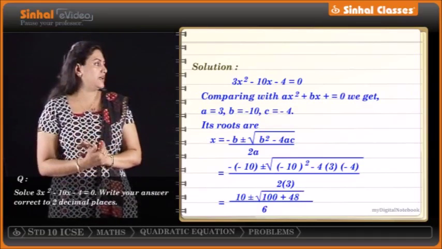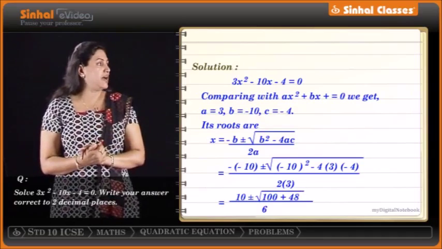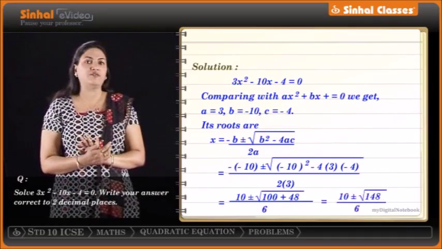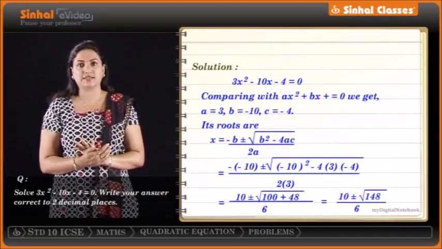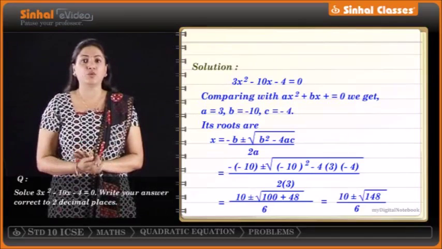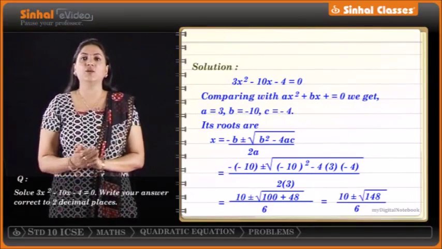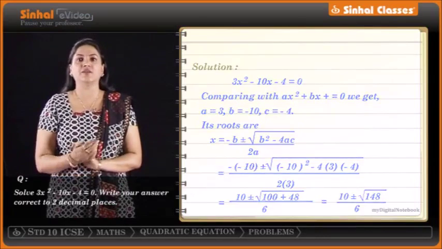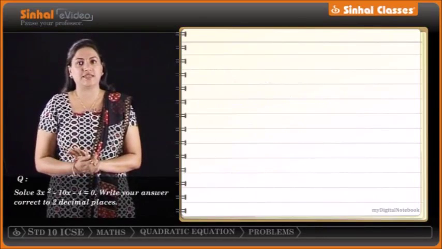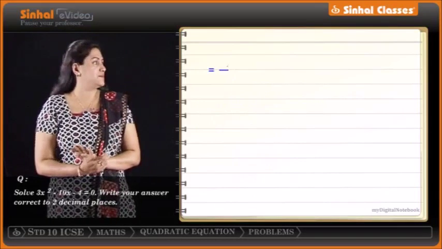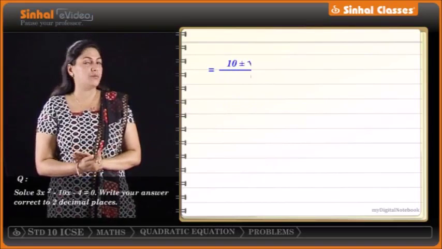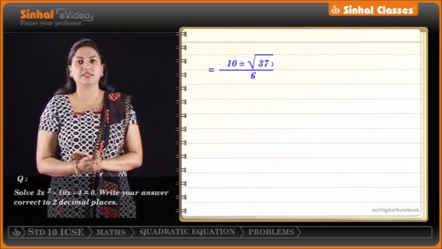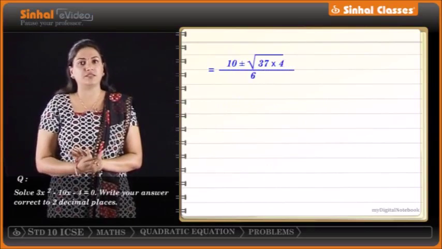So the next step is 10 plus or minus root 148 upon 6. Now we have root 148, which can be written as root 4 into 37. So the next step becomes 10 plus or minus root 37 into 4 upon 6.